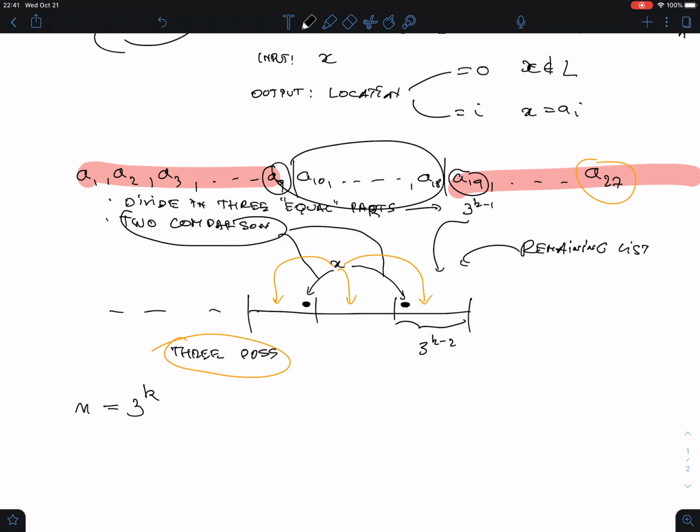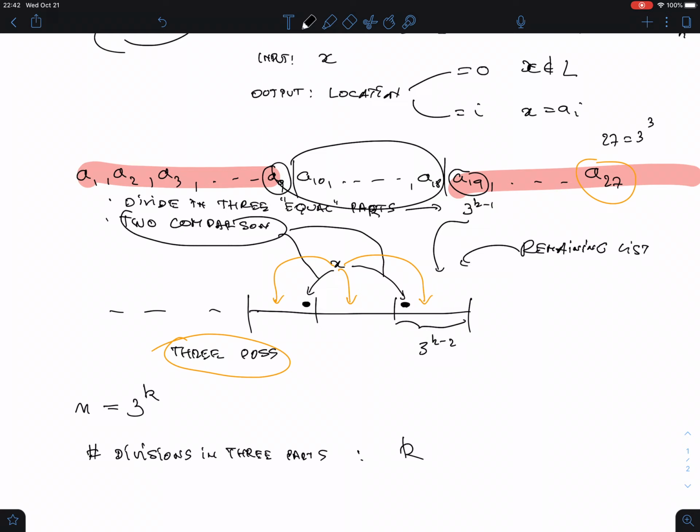Okay, so how many times do I have to do this? The number of divisions in 3 parts until I have one left is exactly k, right? Think of 27. That is 3 to the 3rd. You divide it once, it becomes 9. You divide it twice, it becomes 3. You divide it one more time, it becomes 1. And then you stop. So the number of divisions is k. And that's part of the loop, right? And then what do you do?